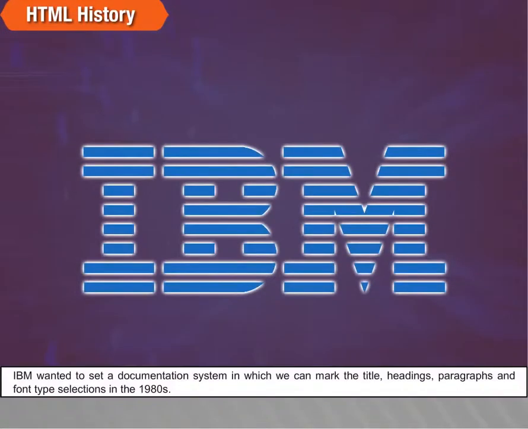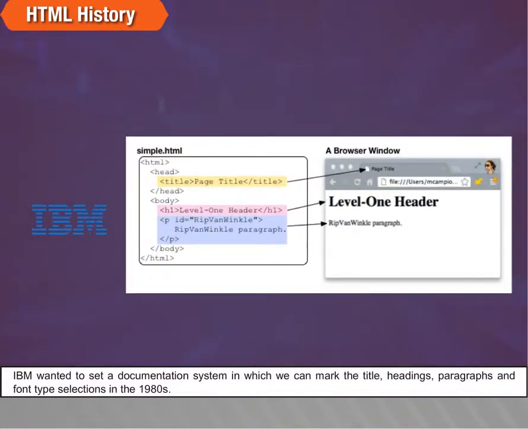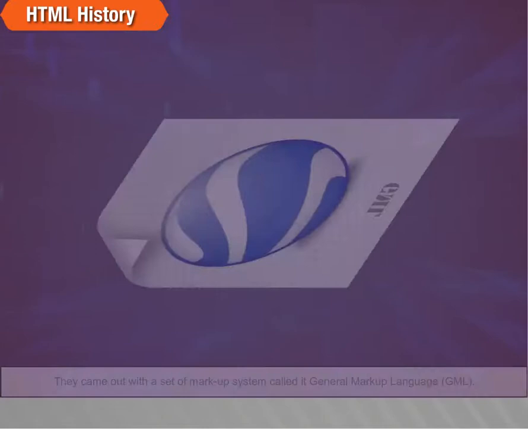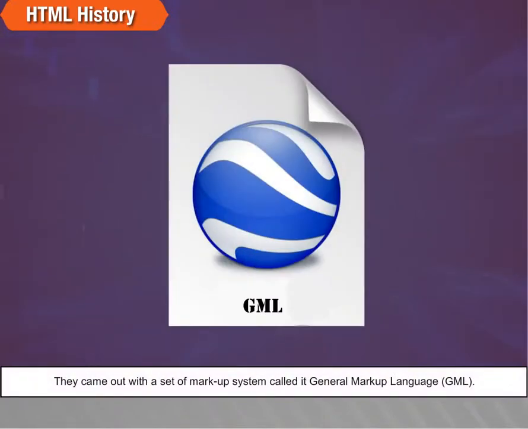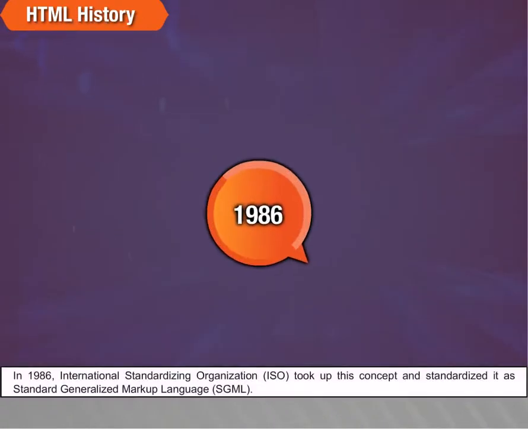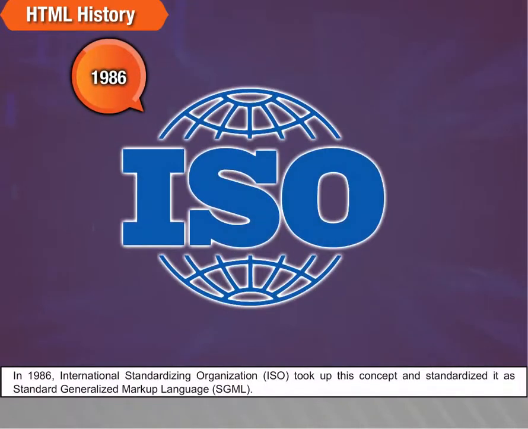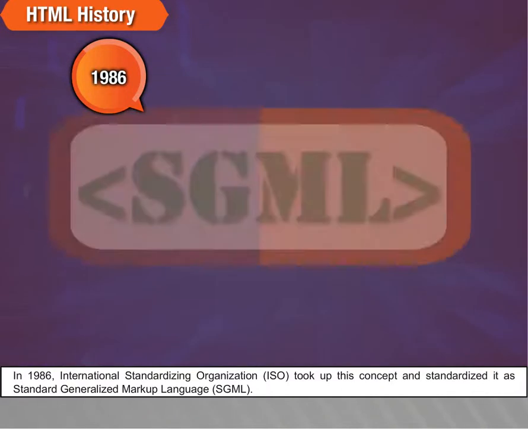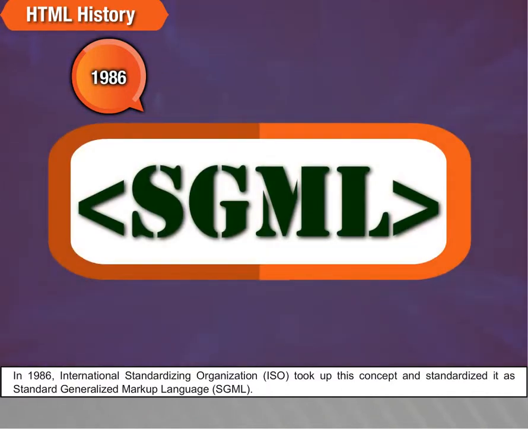HTML history. IBM wanted to set up a documentation system in which we can mark the title, headings, paragraphs, and font type selections in the 1980s. They came out with a set of markup system called General Markup Language, that is GML. In 1986, the International Standardizing Organization, ISO, took up this concept and standardized it as Standardized Generalized Markup Language, SGML.